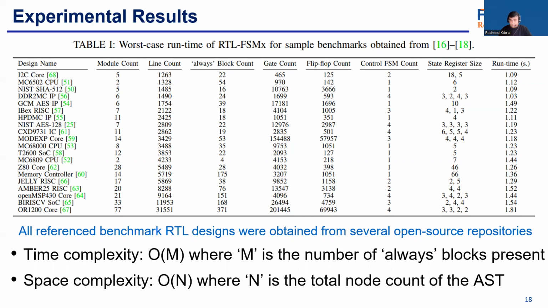The time complexity of RTL-FSMx is order of m, where m represents the total number of always blocks present in the RTL code. The space complexity of RTL-FSMx is order of n, where n is the total node count of the AST. And this runtime, which is mentioned here, is actually for the entire RTL-FSMx framework. That means starting from step 1 to step 8.